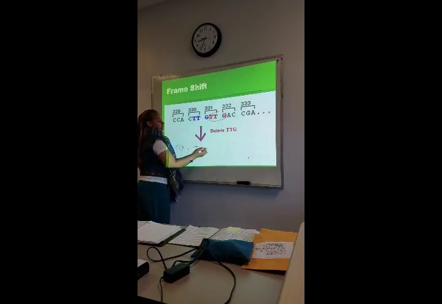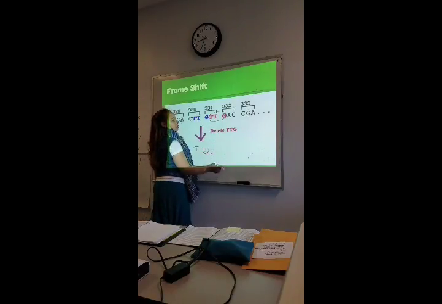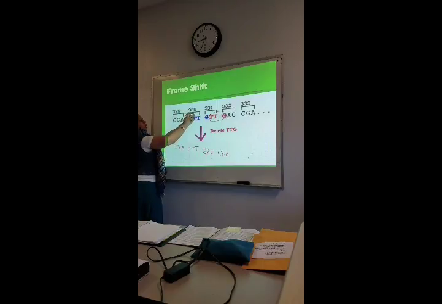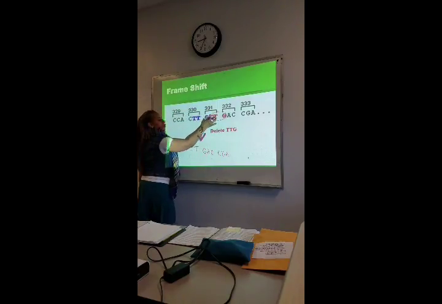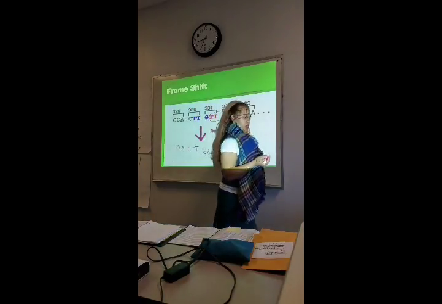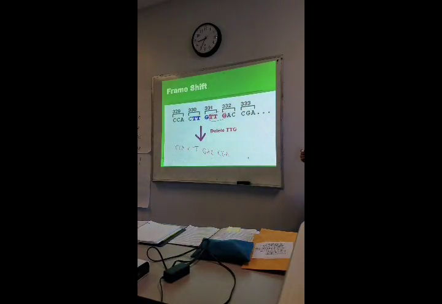I want you to have your booklets out. But now we have GAC and then CGA. Look in your booklets and tell me what amino acid coded for these three, right now, 330, 331, and 332, before the deletion. What amino acids were they?